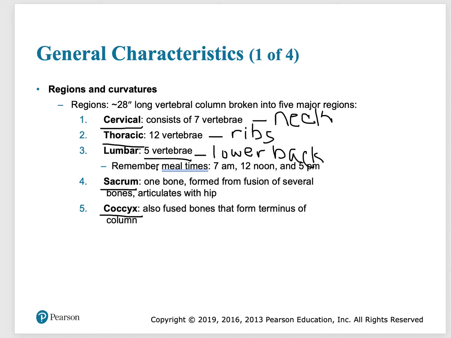Okay, so a good way to remember the number of vertebrae for each section: remember the meal time. So cervical, we have 7 vertebrae. Maybe think of eating breakfast at 7 a.m. For thoracic, we have 12 vertebrae. Think of eating lunch at 12 noon. And then for lumbar, we have 5 vertebrae. Think of eating dinner around 5 p.m. Now let's go ahead and take a look.